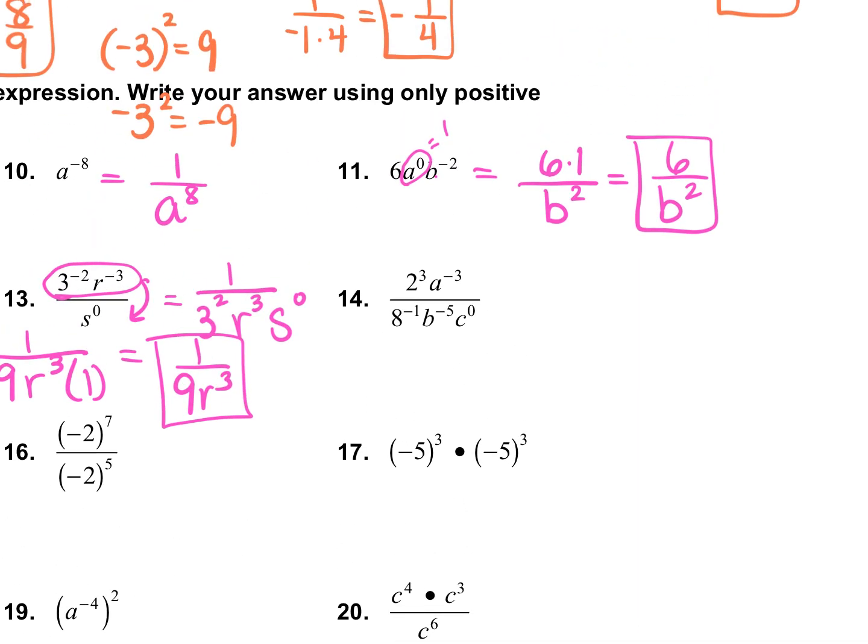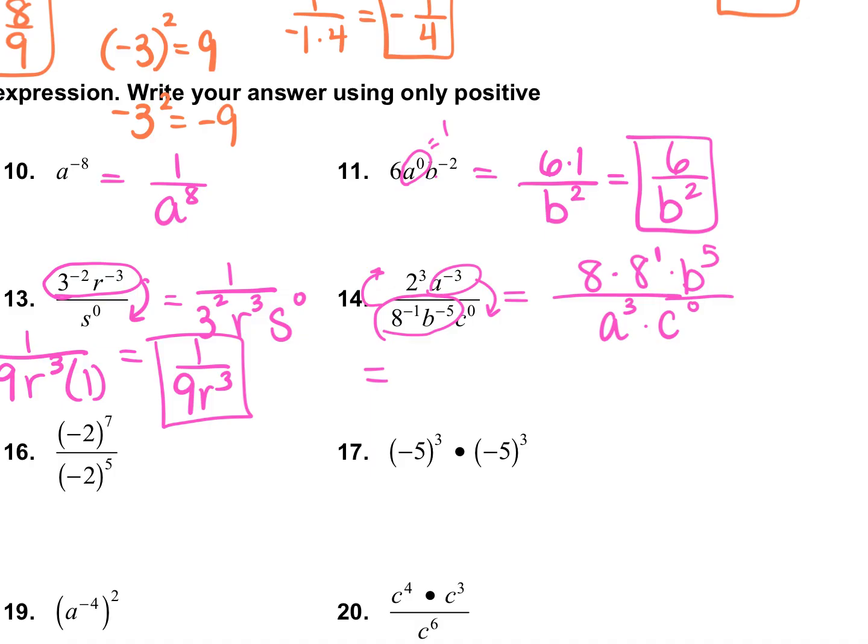Okay, so 2 to the third is just 8. That stays there. A to the negative 3 is going to go to the bottom. And then on the bottom, we've got these two, which are going to go to the top. So we'll have 8 to the first and b to the fifth, because remember, when they move, they turn positive. And then on the bottom, we have that a to the third and c to the 0.